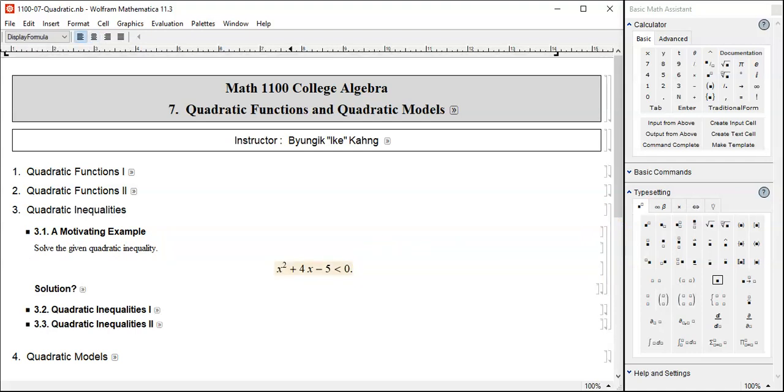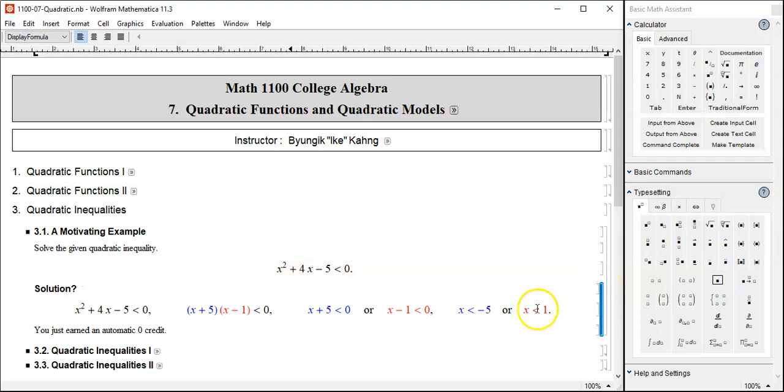This one's really different. Here's a motivating example. Solve a given quadratic inequality. So how do you solve it? I see this kind of answer a lot in intermediate algebra class. A lot, I mean by nearly half the class. Sometimes I've seen worse actually. Now this is college algebra, so I expect a little bit better outing, but still.